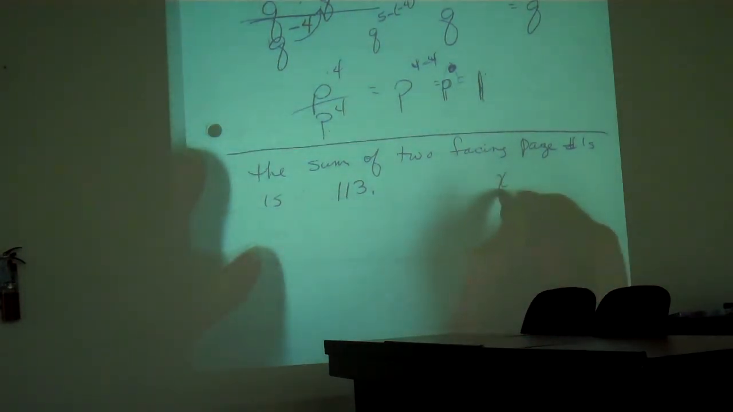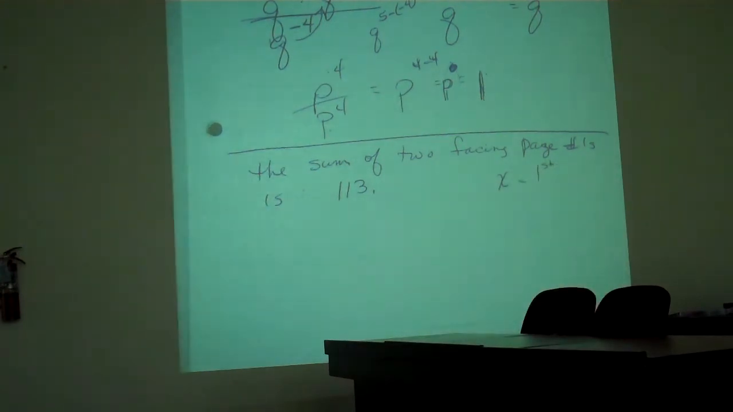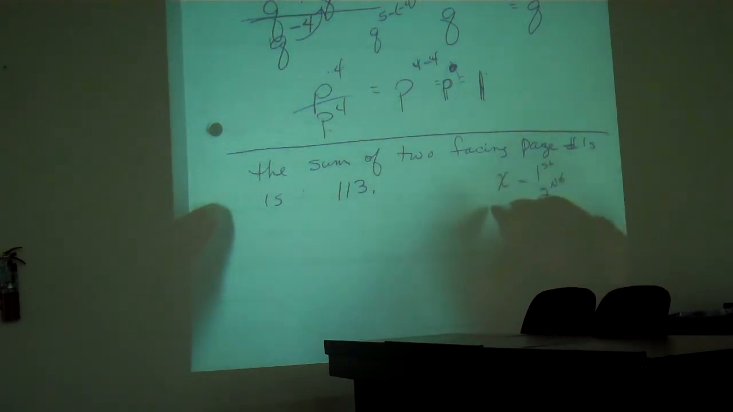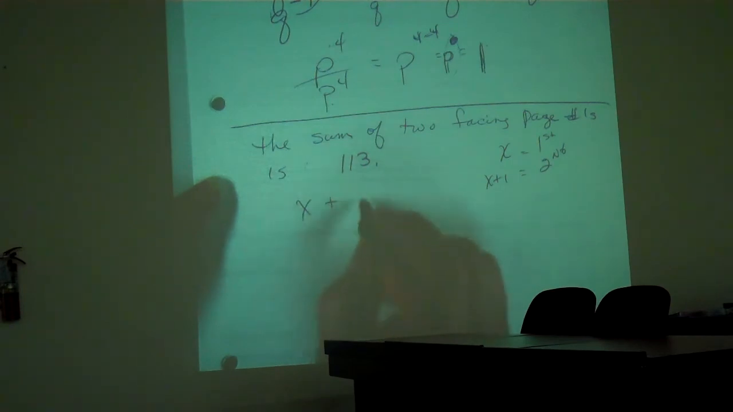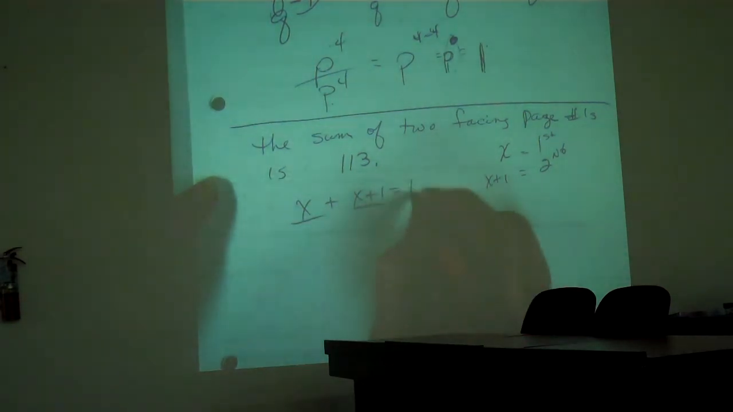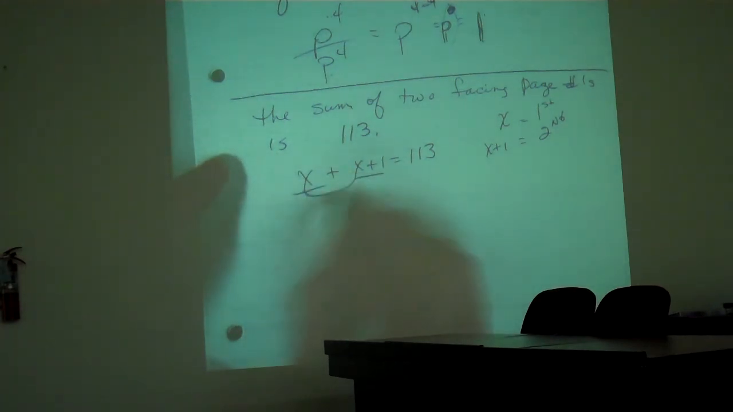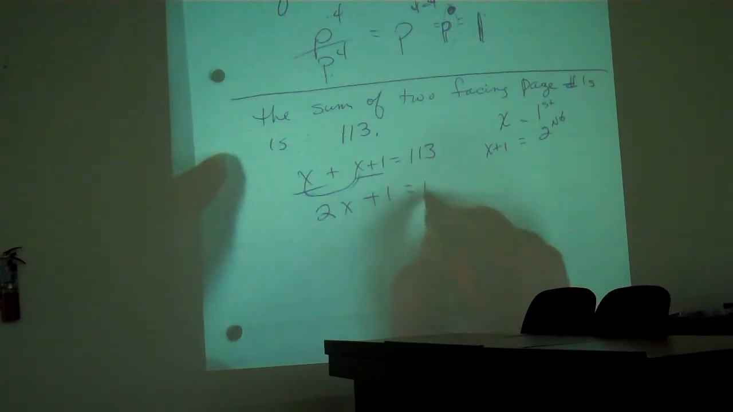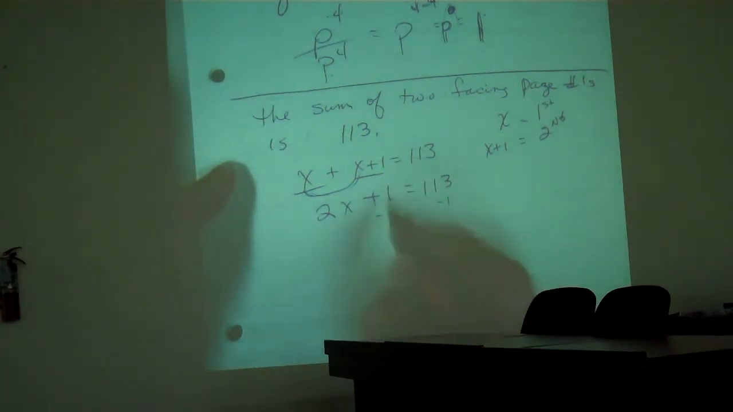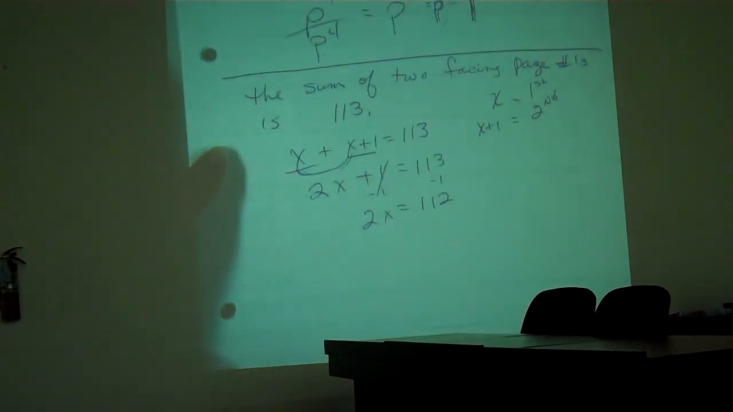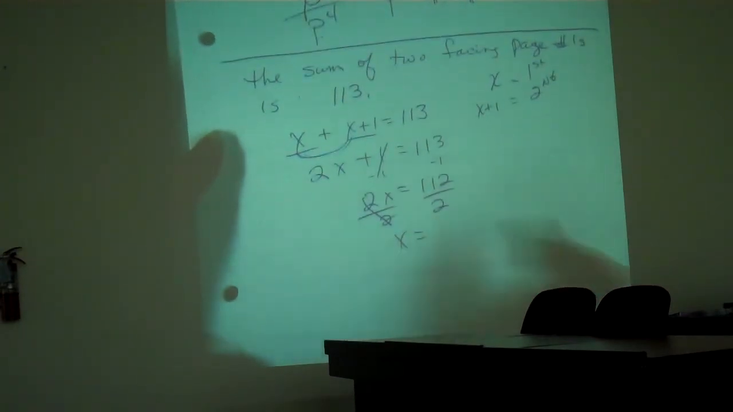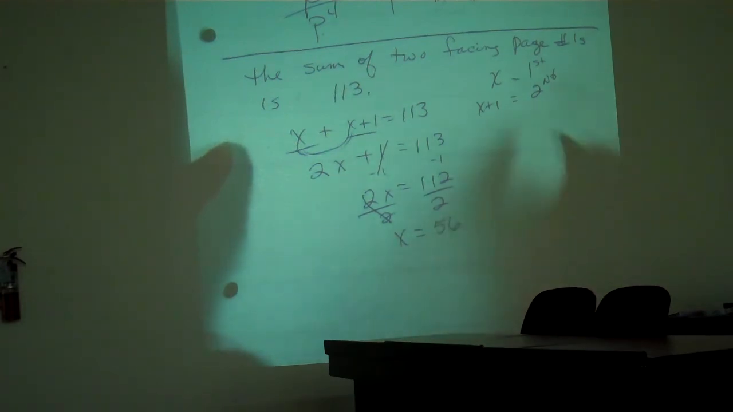Okay, one page number would be x, your first page number, right? The next page number is going to be 1 more. So your second page will be x plus 1. Those 2 page numbers add up to 113. If you had 3 consecutive, you'd have an x plus 2 also, right? This is only 2 page numbers. x plus x is 2x, plus 1 is 113. So subtract 1, 2x equals 112. Divide that by 2. x equals 56. So the page numbers are 56 and 57. Oops, I was thinking 7 already. 57. Okay?